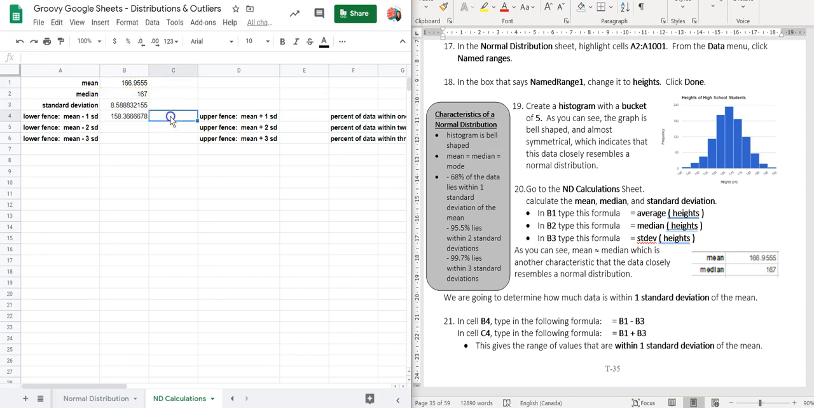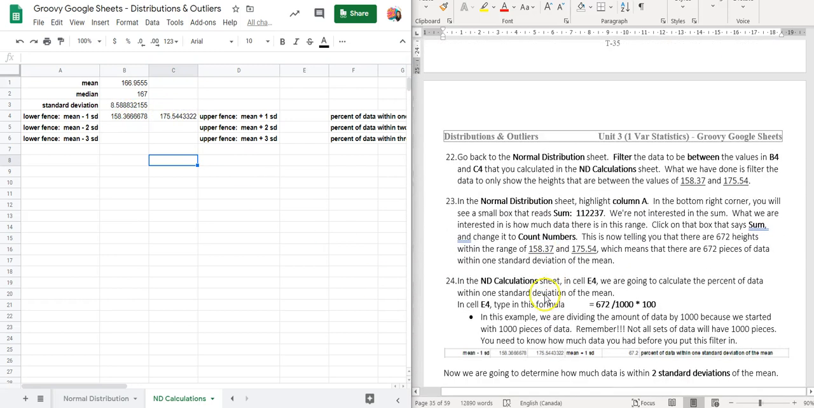And then we're going to calculate what we call the upper fence, and we're going to take the mean and add the standard deviation, and you get about 175.4 or 0.5. And what we're going to do is find out how much of this original data is between 158.4 approximately and 175.5. We're going to find out what percentage of those 1,000 people are within that range here.